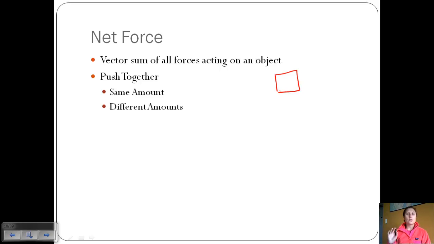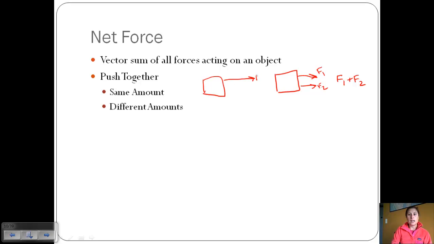And let's say that we have two people pushing on an object. So remember, we're going to draw the forces acting away from the object. And if they're pushing with the same amount, we would call this F1 and F2, then our net force would just be the forces added together because they're in the same direction. This would apply even if the forces were different amounts.